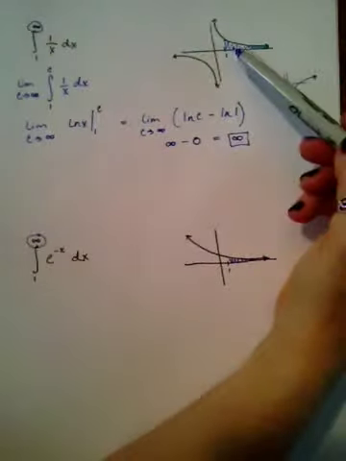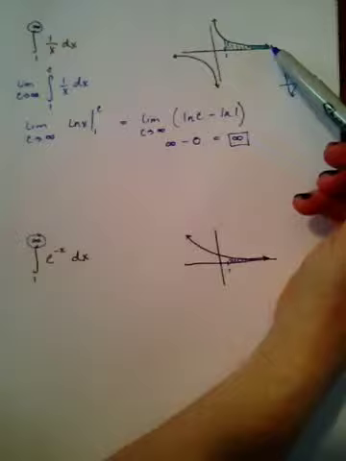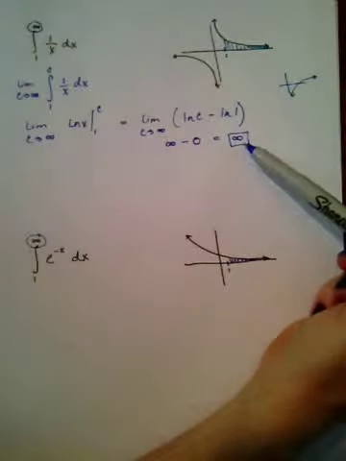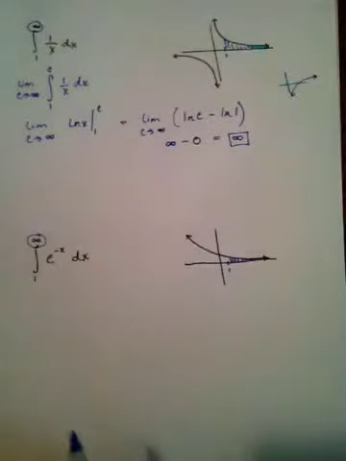So if you look at this, starting at 1 and headed towards infinity, you're adding up area forever and ever and ever and ever, and it actually gives you an area of infinity. In other words, it's not bound, it diverges.